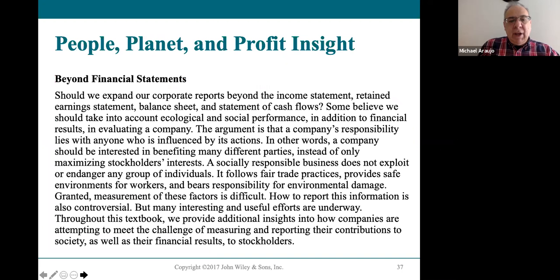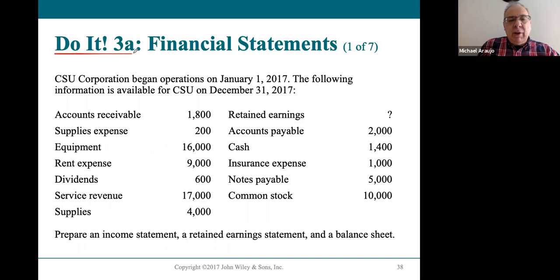Okay. All right. So your book has a do it exercise. Learning objective 3 in the book is broken into 3A, 3B. It's not broken up that way on the Wiley Plus site, but your homework is broken up this way, 3A, 3B, just to distinguish between the two parts.